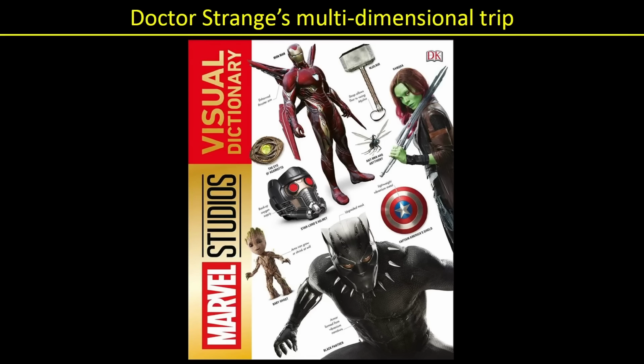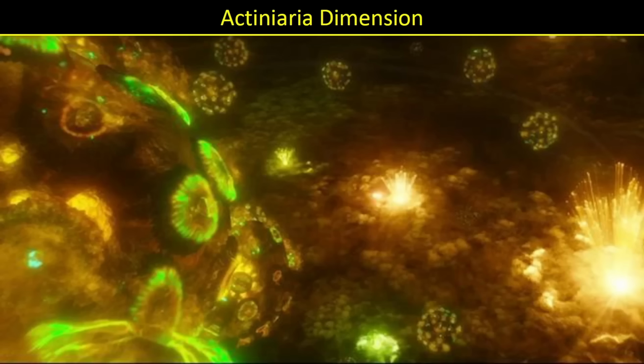All right, so for our next set of dimensions, I'm going to turn to the Marvel Studios Visual Dictionary, because that's where we get the names for all of these crazy dimensions that Doctor Strange sees when the Ancient One sends him through a bunch of them, right? So she sends him to the, I'm going to mess this up, but I guess Actinaria dimension? Sure, we'll go with that. So that one was pretty cool.